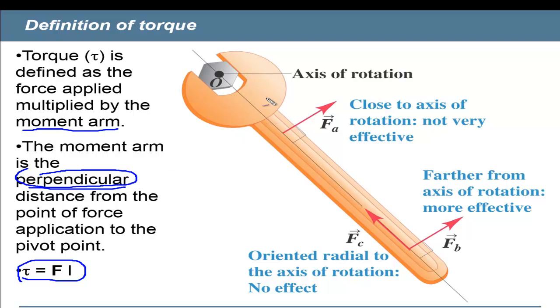So this is what we mean. We have a force applied by some moment arm right here. So force times moment arm gives us the torque, tau, right?